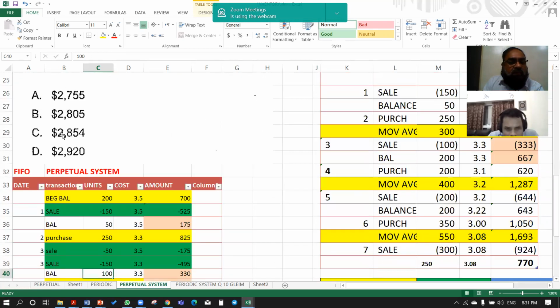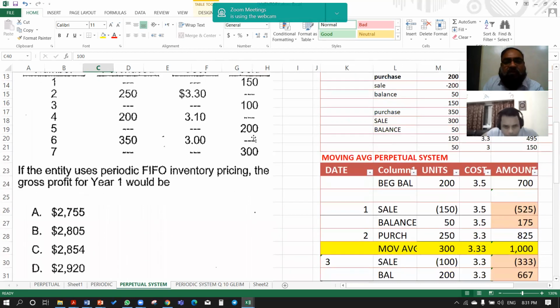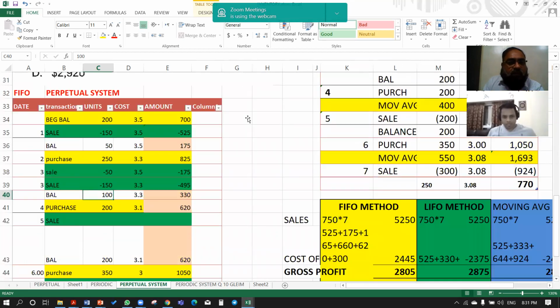We actually took the sale of 200, but it was basically a 100 unit sale, right? So this sale should be minus 50. I beg pardon, we overlooked it. It's 100 units, right? So 150 from the first lot sold and 50 from the second lot sold. So how many units are left now? 200. So 200 at 3.3 is 660, right?